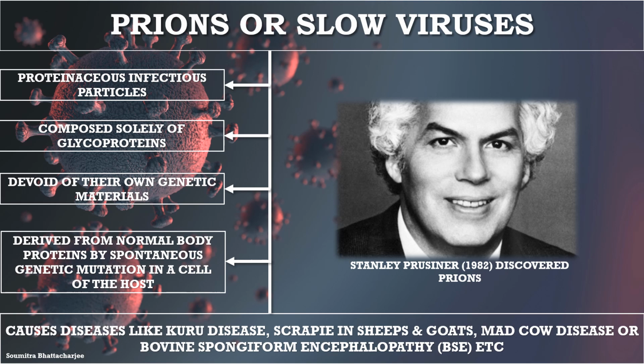Actually, prions replicate very slowly. They have an incubation period of approximately 1 to 4 years in the spleen and lymphatic system, from where they pass to the brain and damage the cells. So, the prions are actually derived from the normal body proteins themselves by spontaneous genetic mutations.